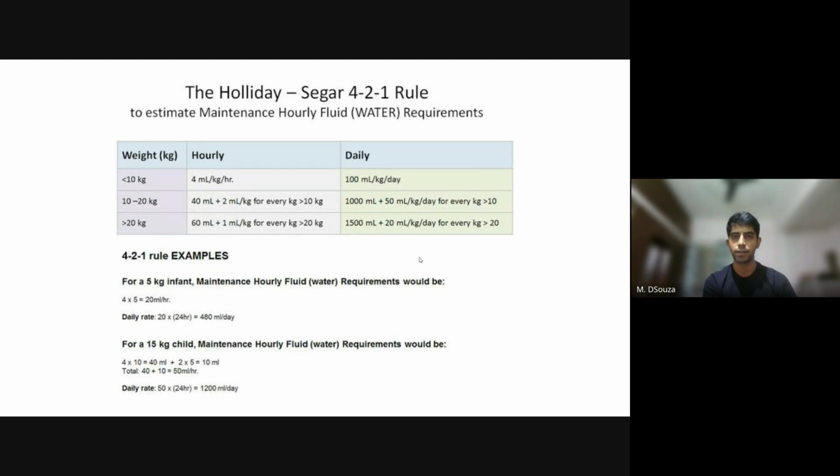So dividing 100 by 24, you get 4. Dividing 50 by 24, you get 2. And dividing 20 by 24, you get roughly about 1. So this is how we would usually calculate fluids.